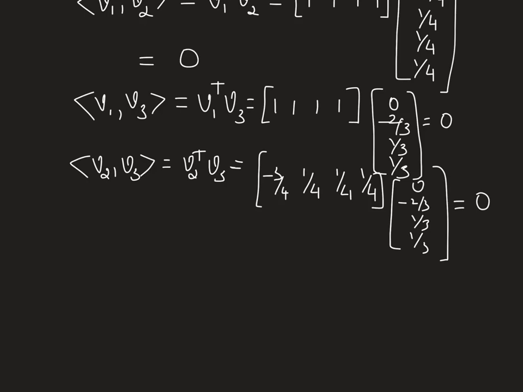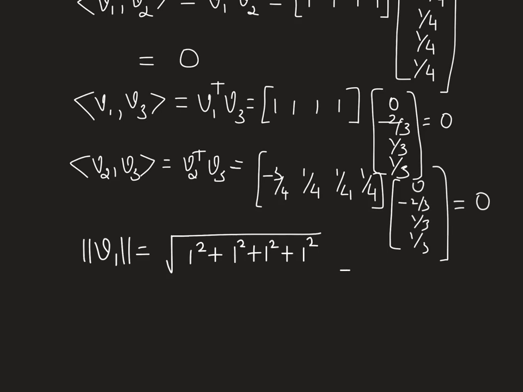Now we have to make them orthonormal. So how to normalize it? It is very simple. First let's find the norm of every vector. V1 is the 1, 1, 1, 1 vector. The norm is a square root, so we consider the square of the elements: 1 square plus 1 square plus 1 square plus 1 square. This gives us the square root of 4.